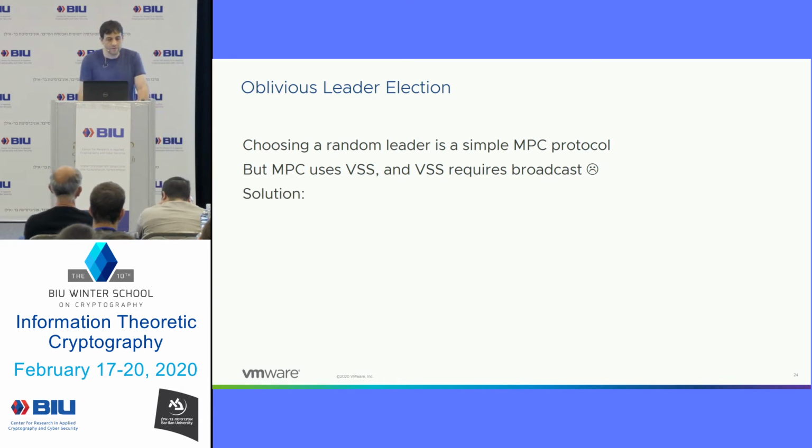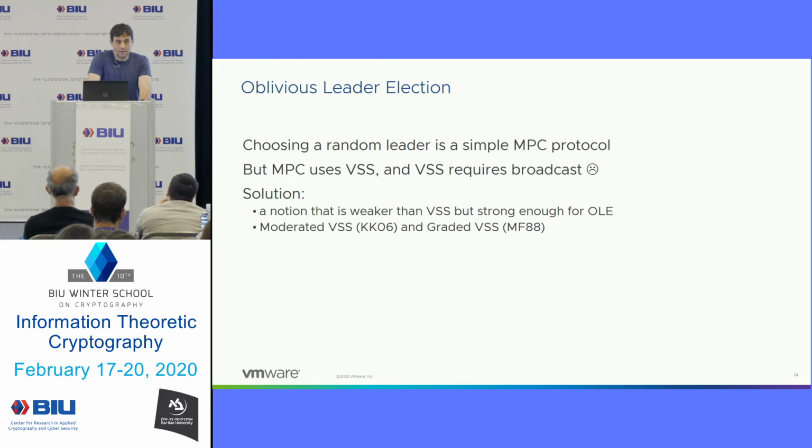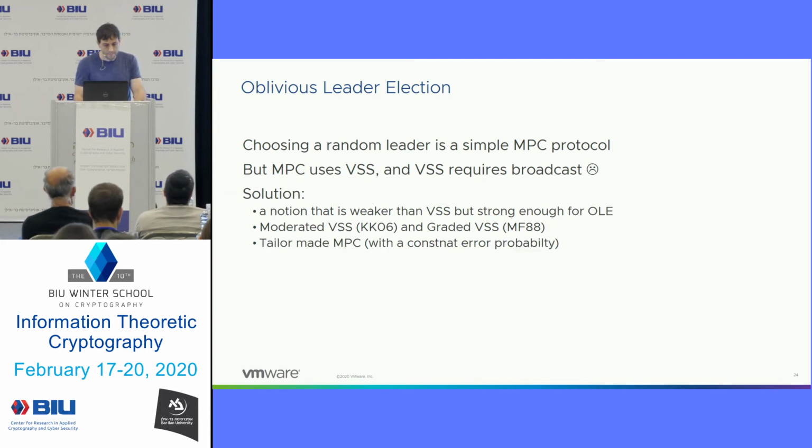So the solution will be to try to use a weaker notion of verifiable secret sharing that will be strong enough for this oblivious leader election. And this is going back to Micali and Feldman's paper, graded verifiable secret sharing. And I'm going to use an alternative formulation, which is called moderated verifiable secret sharing. This is the Katz and Koo approach, but it's essentially very similar.